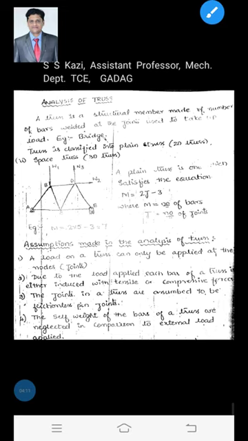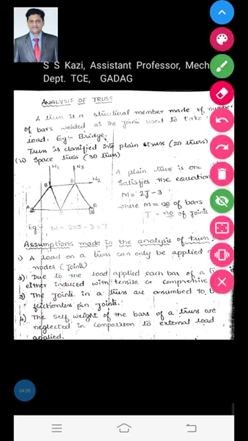Now come to the fourth assumption: the self weight of the bars of a truss is neglected in comparison to the external load applied. That means we are not considering the self weight of the truss. We are neglecting the self weight of the truss structure. We are considering only the external load applied while carrying out the analysis.